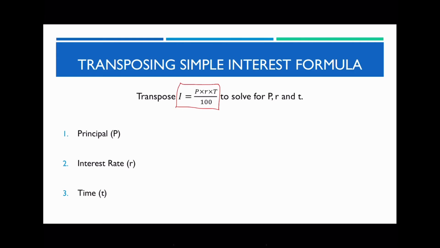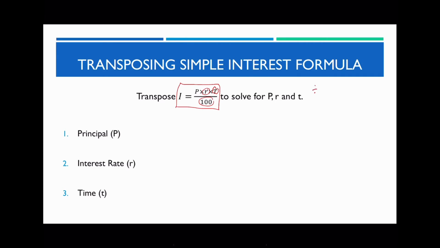So notice for the first question, I want to find what principal is. So I want to get P by itself. How are we going to do that? Well, in order to do that, I need to get rid of R, I need to get rid of T, and I need to get rid of the 100. But since I've got an ugly fraction and I generally don't like to work with fractions, I'm going to get rid of 100 first. So notice that P is being divided by 100, and we need to use inverse operations.